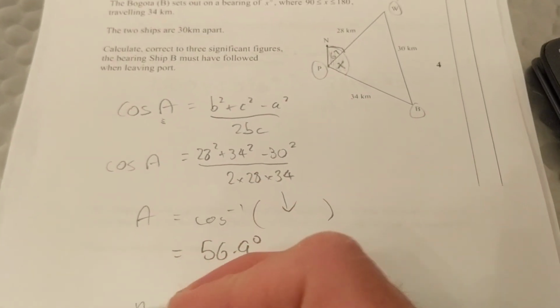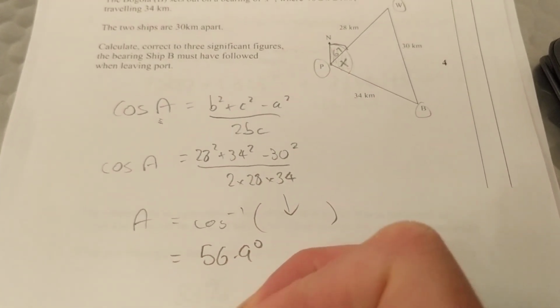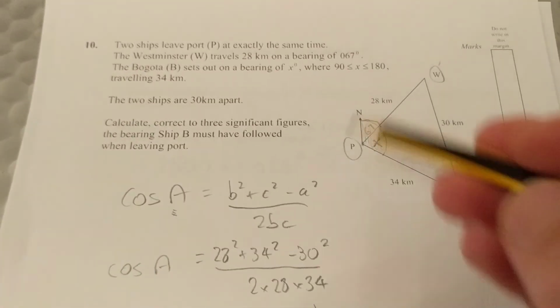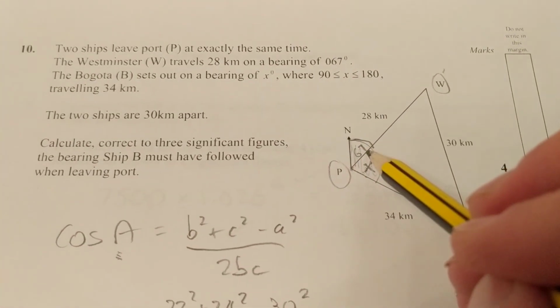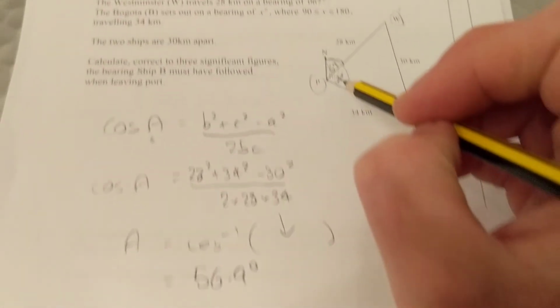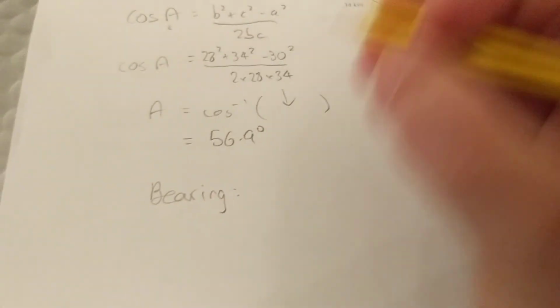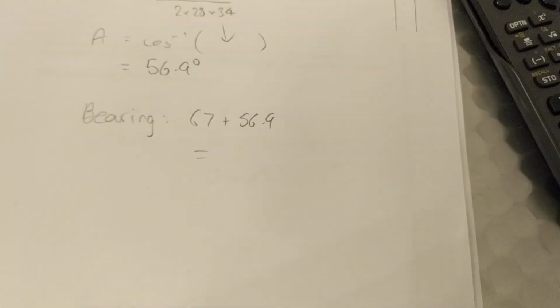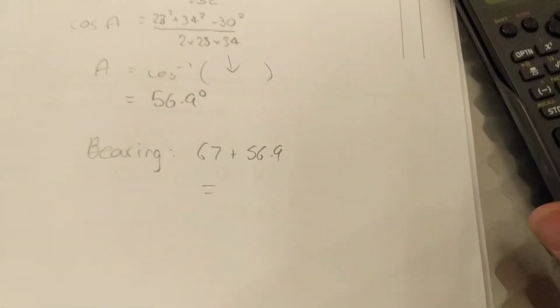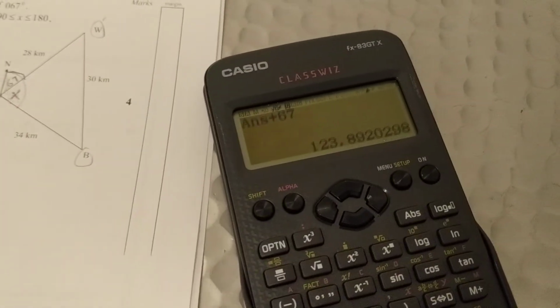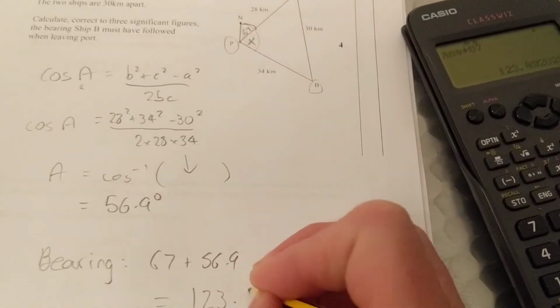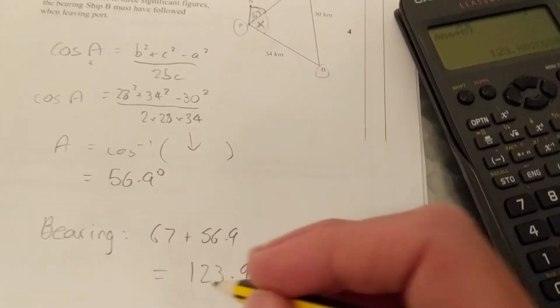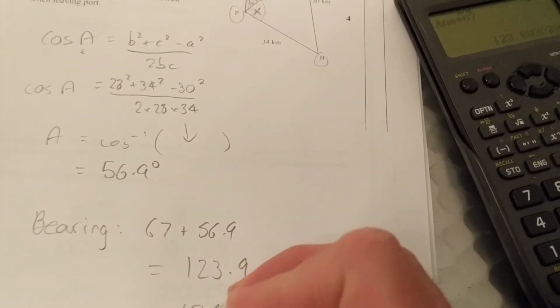That means the bearing that we're after here is 67 plus 56.9. And if we add 67 onto what we had, we'll get 123.9 degrees, or you got 124 as a bearing.